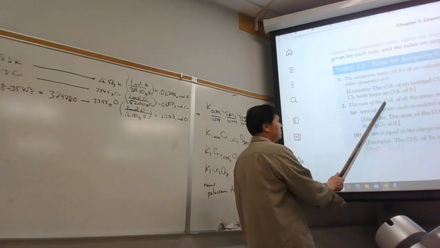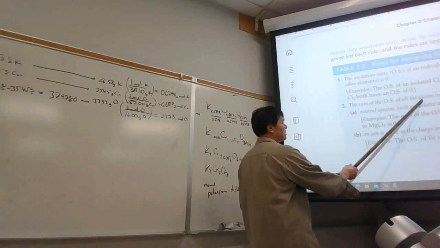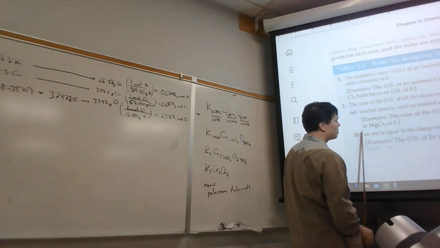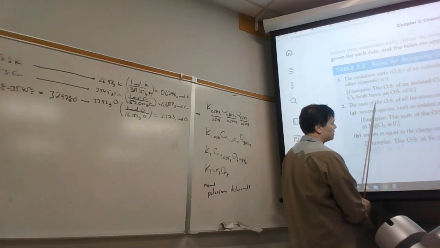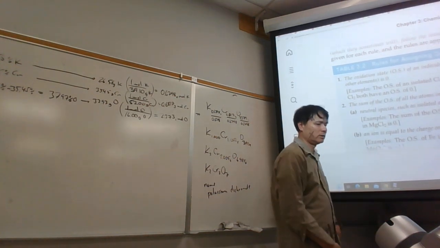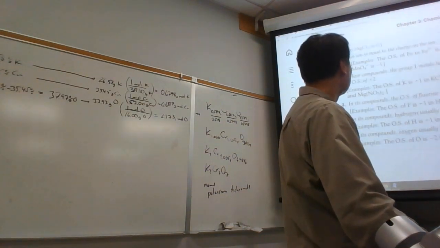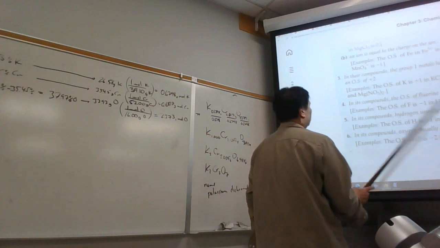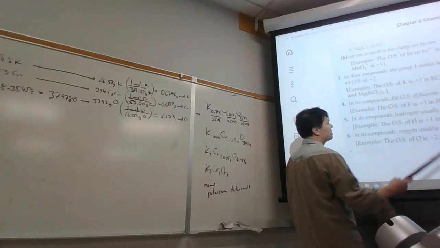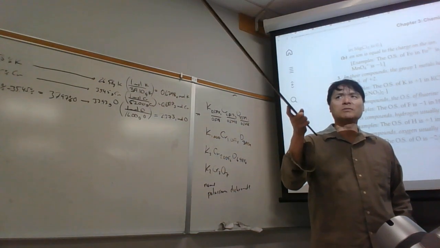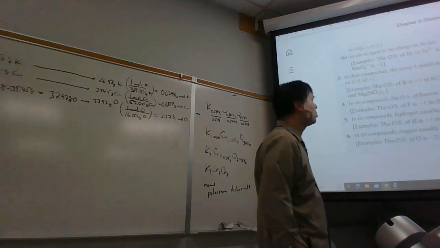2, the sum of the oxidation states for all atoms is equal to the net charge. If the net charge is 0, the sum is equal to 0. If the net charge is non-zero, then the sum is equal to whatever the charge is. 3, in their compounds, group 1 metals have an oxidation state of +1. Group 1 are known as the alkali metals: lithium, sodium, potassium, rubidium, cesium. Those are all +1 in compounds.